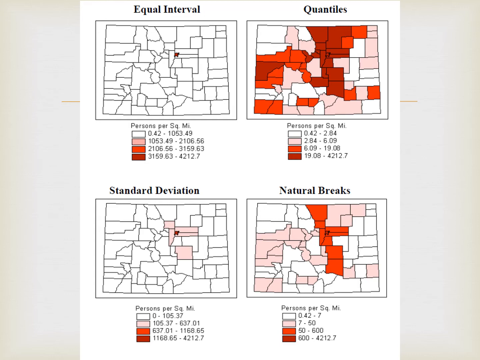Our next way of grouping data is using standard deviation, which is a mathematical way to divide our 64 counties of Colorado into 4 classes based on their average number of people per square mile. So in Colorado, the average is 637.01 people per square mile. And the standard deviation from that average is 531.64. So both of the middle classes are exactly 1 standard deviation from that average. And then the other 2 classes encompass the rest of the counties out to the extremes, both high and low.